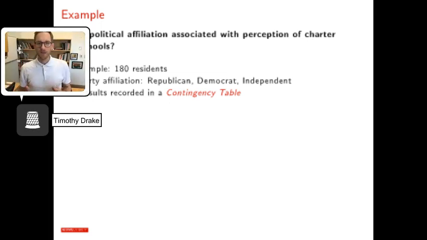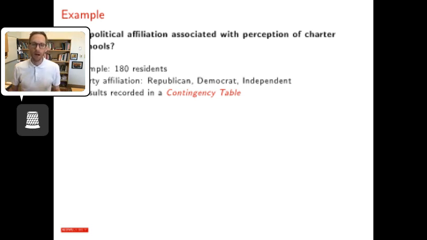Okay, so as with other tests, sometimes it's just nice to run through an example and think through it. So this example is political affiliation associated with perception of charter schools. Let's say my sample is 180 residents, and I have their party affiliation, which falls into Republican, Democrat, or Independent. Then I create a contingency table that's going to record what I receive versus what I might expect. That'll be on the next slide.